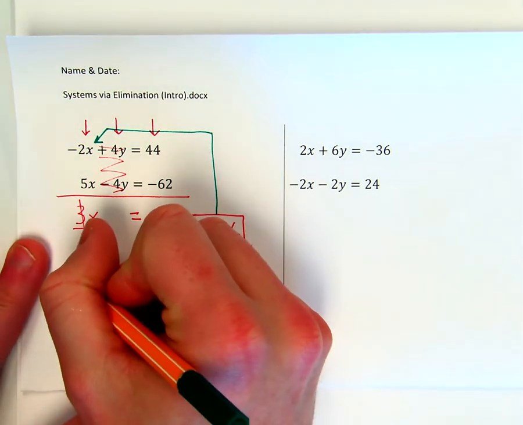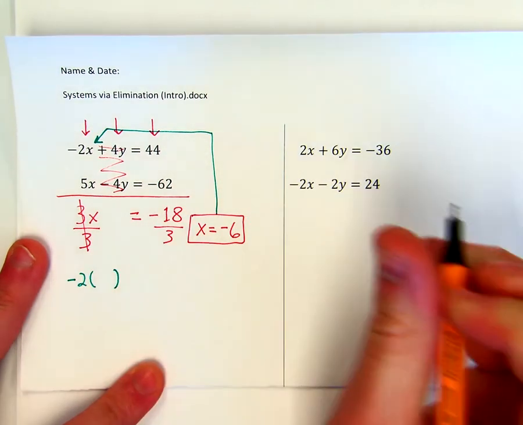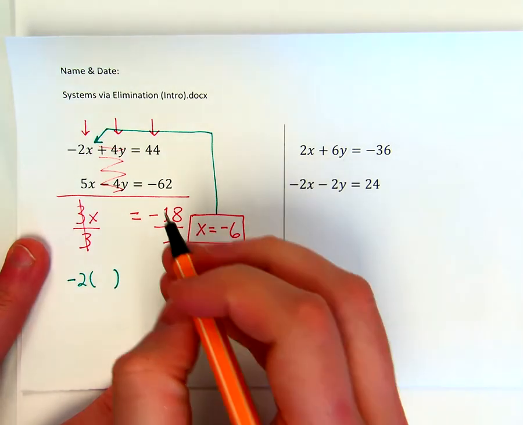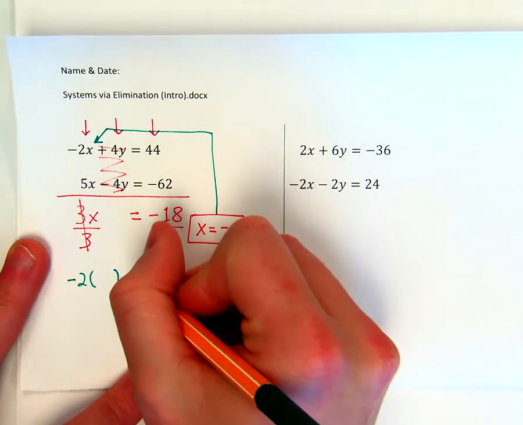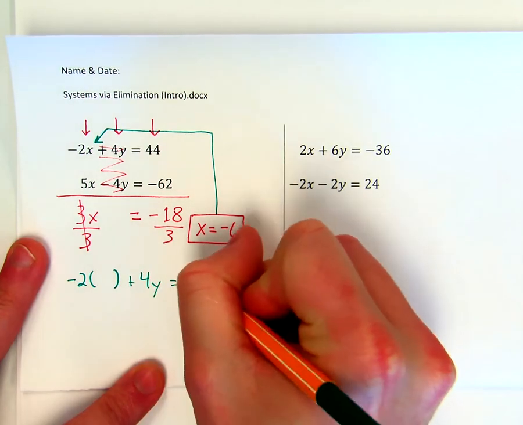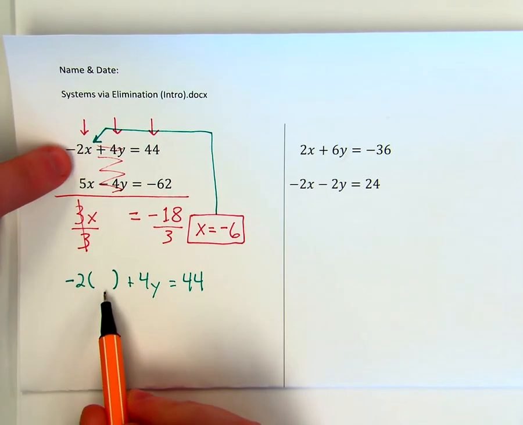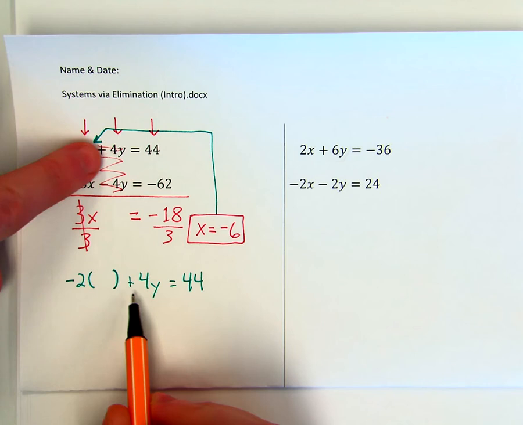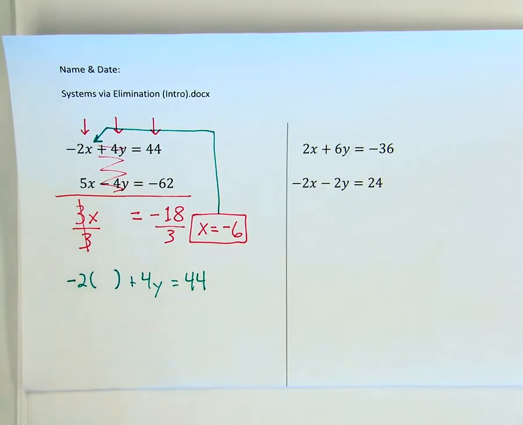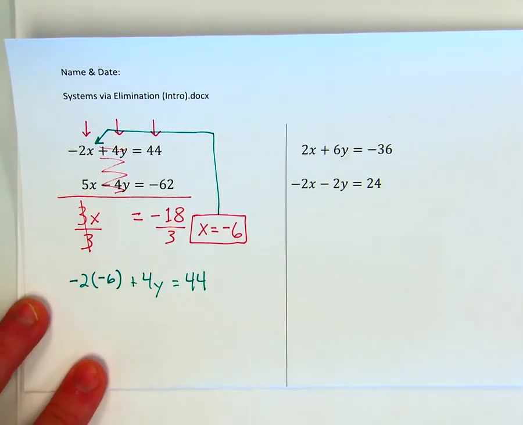I'm going to choose the top equation, so I'm going to rewrite the top equation exactly as it's written, except instead of an x, I'm going to place an empty set of parentheses. So negative 2 parentheses plus 4y equals 44. Take note, when looking at the two equations, negative 2, instead of x I used parentheses, plus 4y equals 44. Everything stays identical, except we're going to plug negative 6 in for x.